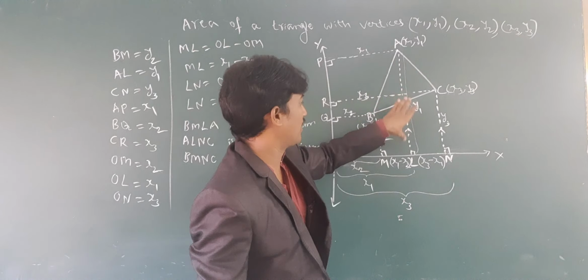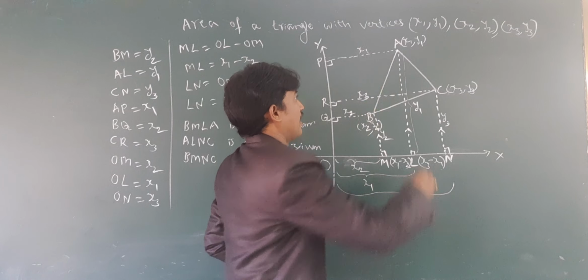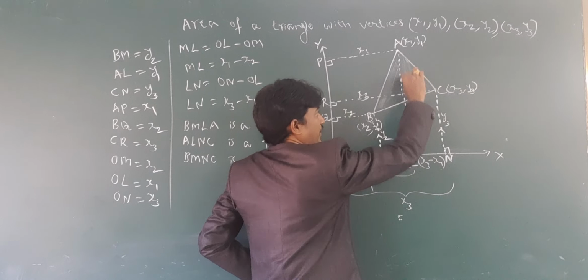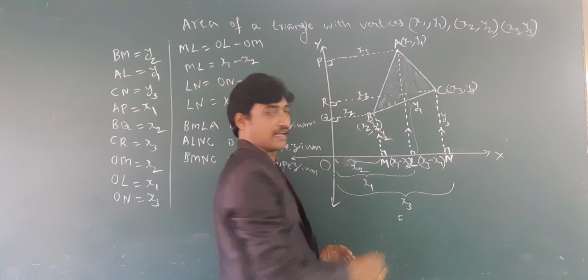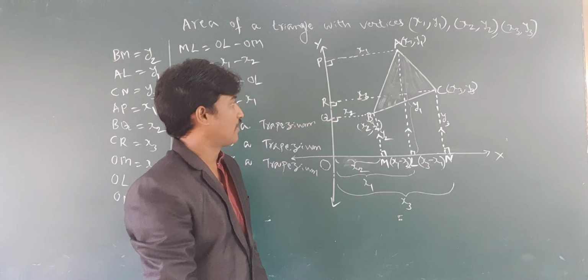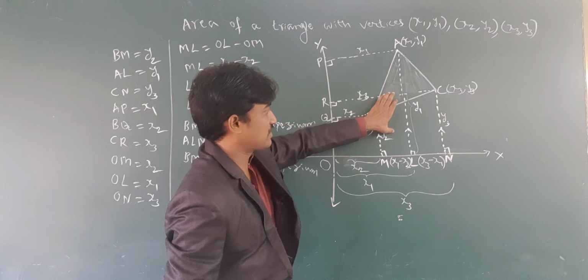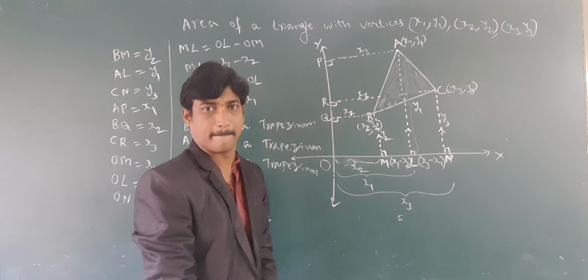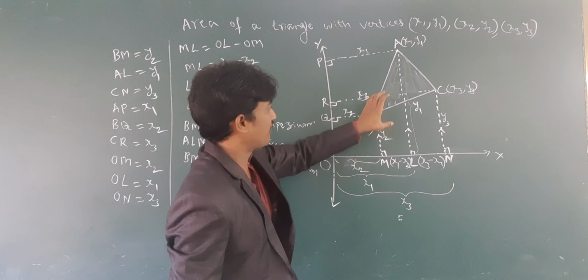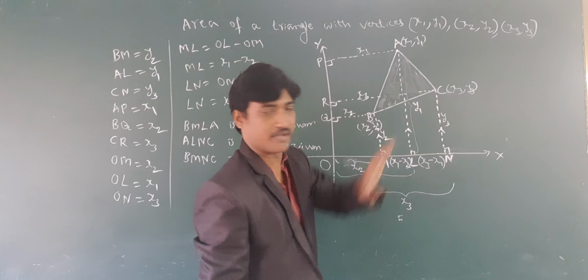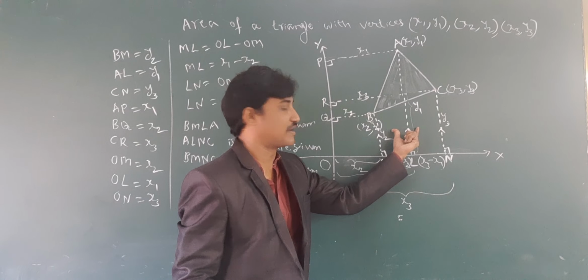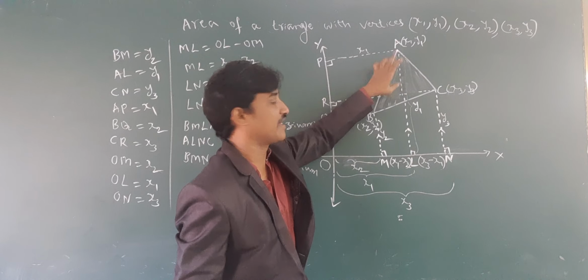Here we need the area of this triangle. Here is the first trapezium, and here is the second trapezium. If we take a third trapezium, and add the first trapezium area and the second trapezium area, and then subtract the third trapezium area, we get the area of this triangle.